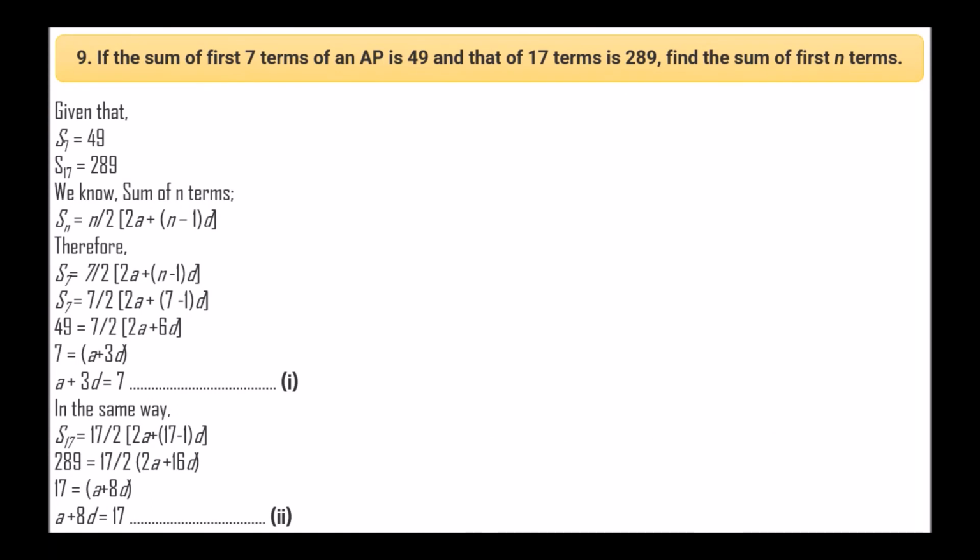Next, if the sum of the first 7 terms of an AP is 49 and that of 17 terms is 289, find the sum of the first n terms. So S7 equals 49, S17 equals 289. We will put in the value of Sn, and we will get S7: A plus 3D equals 7 as the first equation. In the same way we will find S17. So we will get A plus 8D equals 17, that is the second equation.